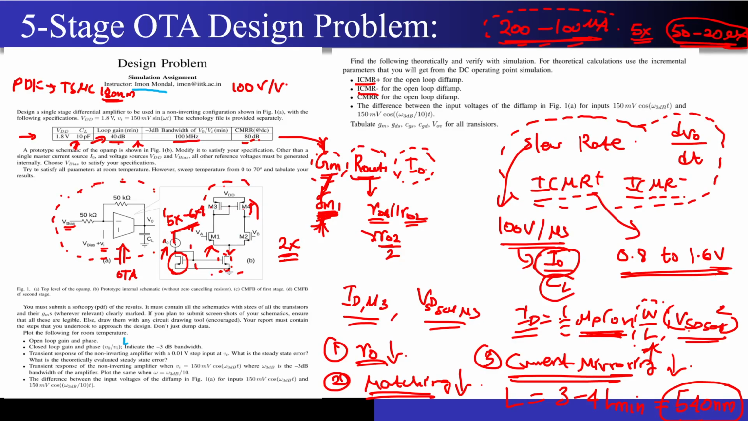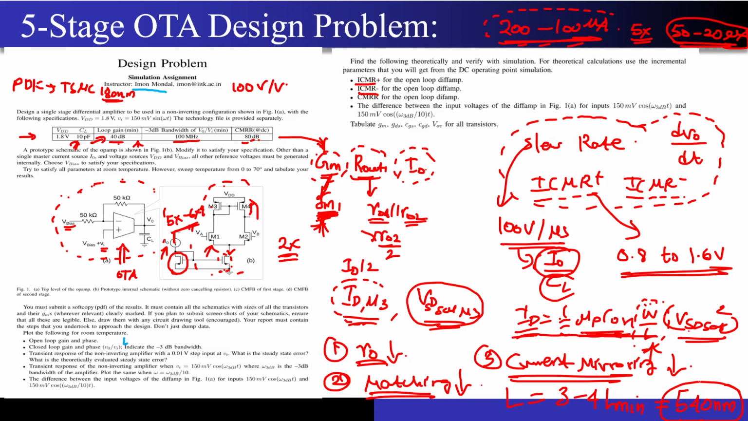What about the W by L ratios of M3 and M4? We have already seen this, correct? If I know the VSD sat of this, I also know the current that is flowing through this transistor is I0 by 2, correct? I can enforce this saturation condition and I can calculate the W by L ratio of this as well. How will you get the width?